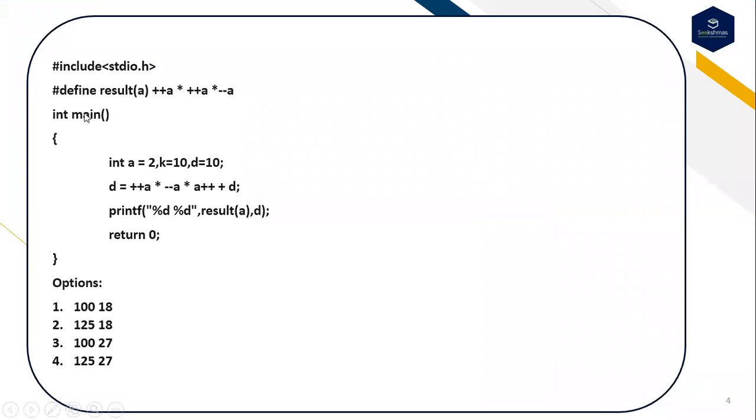Next one is, this is define. You have to understand the define statement. Whenever this A is encountered, this will be replaced by this expression. Now, can anyone predict the output of this code? Options are 100, 18; 125, 18; 100, 27; 125, 27.